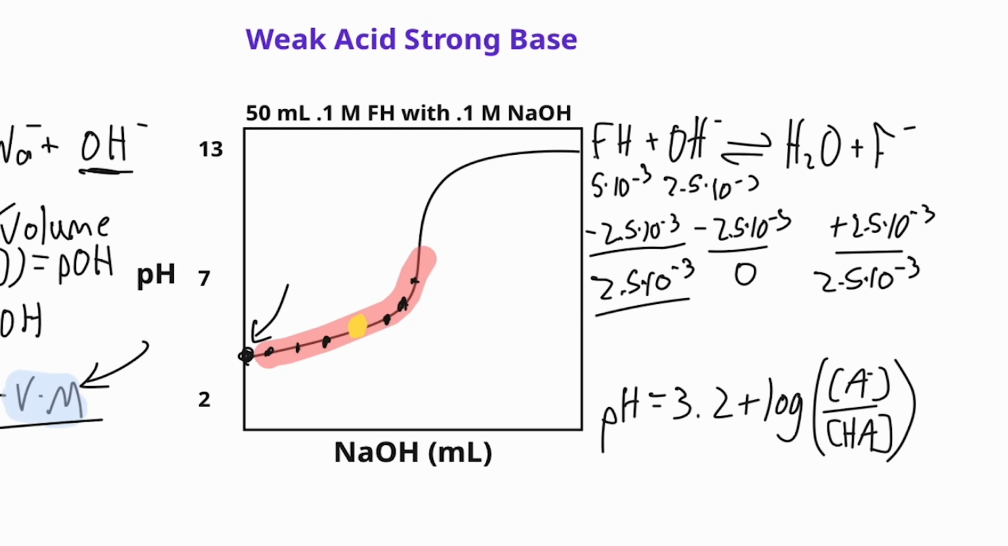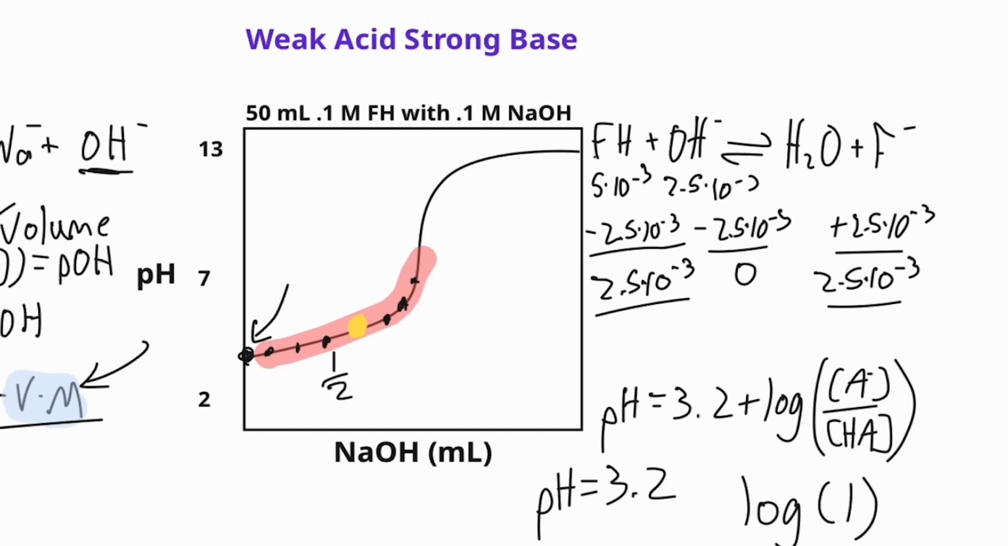When you plug these numbers into the Henderson-Hasselbalch equation, you end up with log of 1, and log of 1 is equal to 0. So then your pH is equal to whatever the pKa is for that acid. This is a super important fact that will help you with a lot of titrations to remember: at the half equivalence point, pH equals pKa.